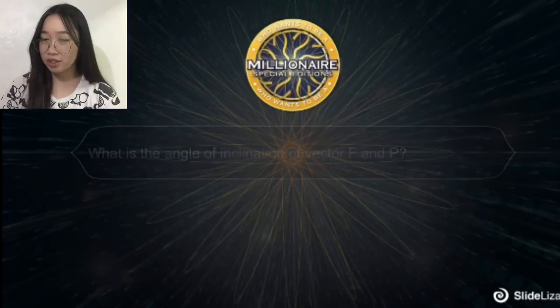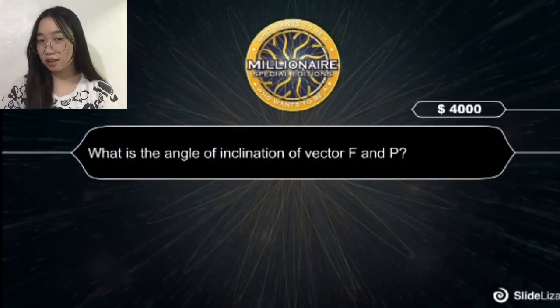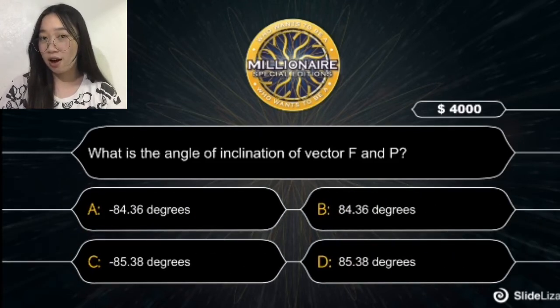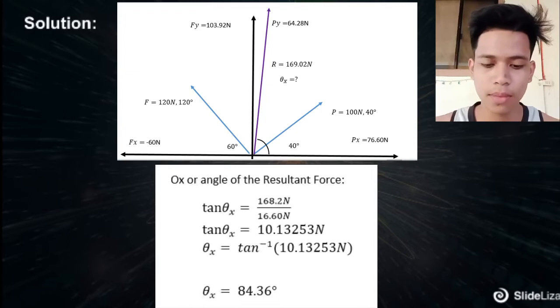For the fifth question, for $4,000, we have Rocky Sebastian. The question is, what is the angle of inclination of vectors F and P? Using the values of the summation of force horizontal and vertical, divide 168.2 N over 16.60 N, and using the scientific calculator to find the angle, type shift tangent. The answer when you divide the two summations will give you 84.36 degrees.